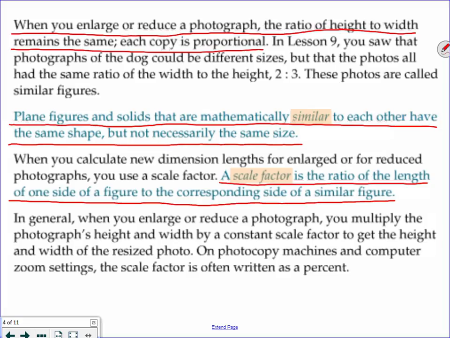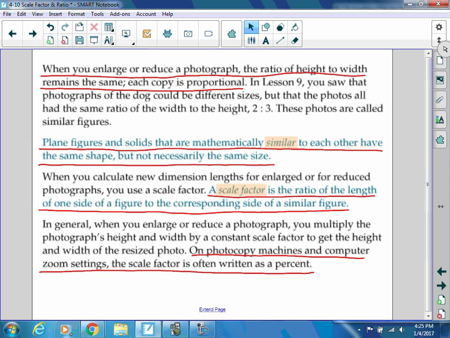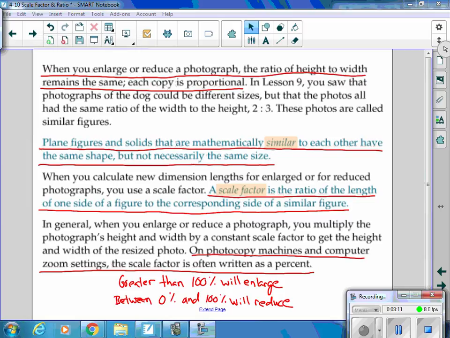Okay. Now down here on the bottom, one thing I just want to take note of is it says that on photocopy machines and computer zoom settings, the scale factor is often written as a percent. Now, one thing to note there is if it is greater than 100%, it's going to enlarge your picture or photocopy. If it's between 0% and 100%, it's going to reduce your copy.